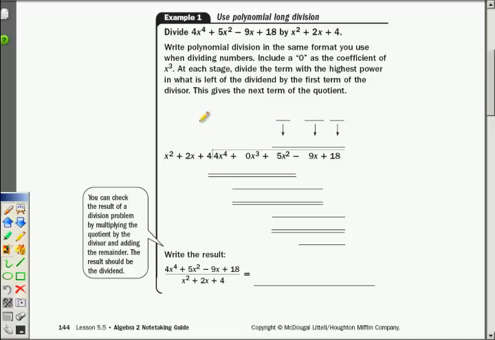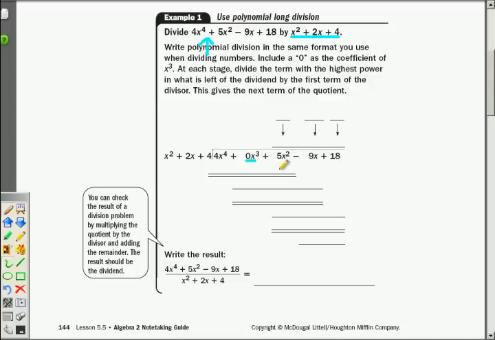I'm going to do long division here. Just like with my numbers, what I'm trying to do is divide this whole thing into this whole thing. Now, the question was, divide x squared plus 2x plus 4 into 4x to the 4th plus 5x squared minus 9x plus 18. I hope you notice that there's not an x to the 3rd term here. So we made that 0 x to the 3rd because it's important to have places on all of these.